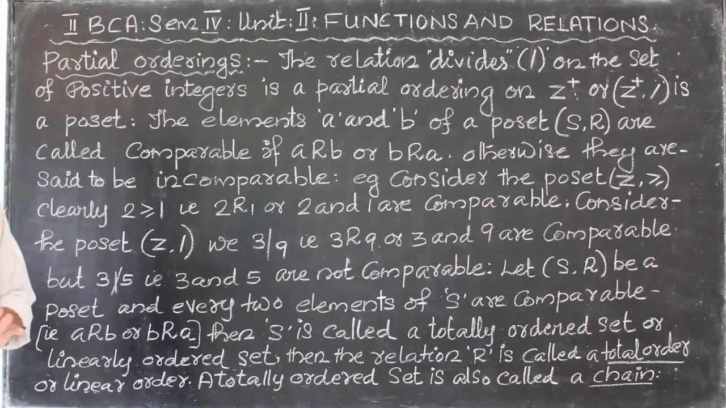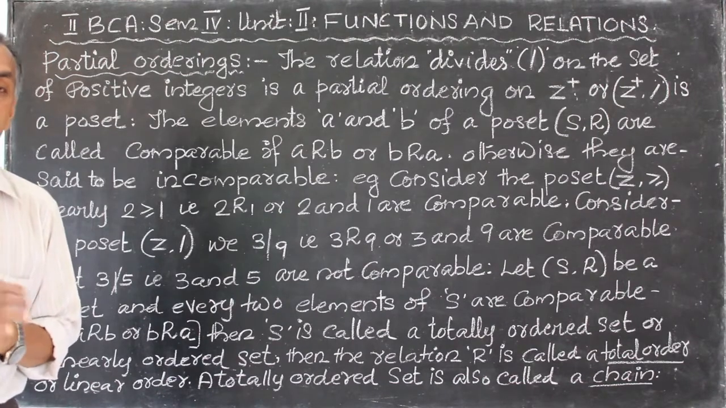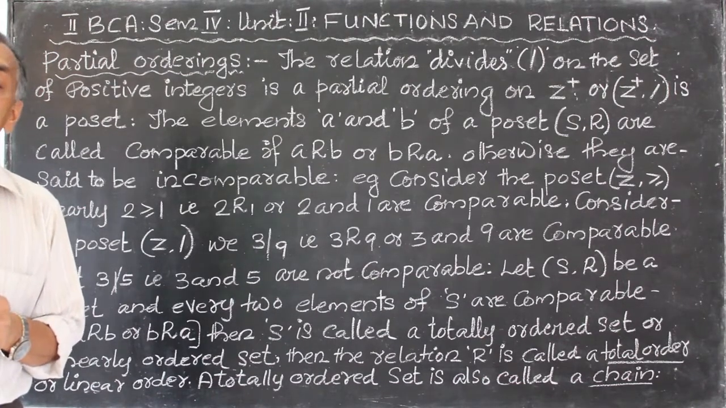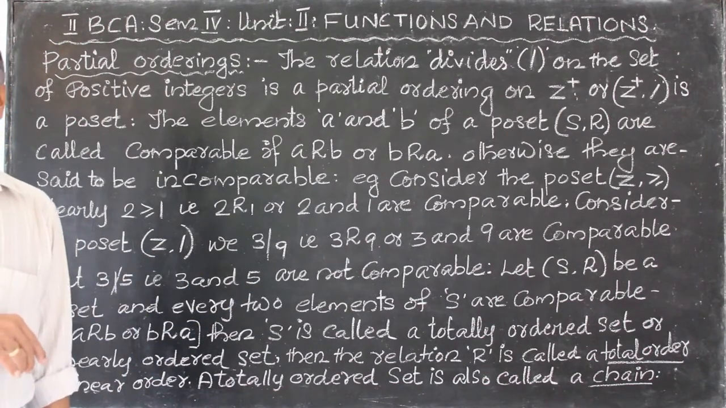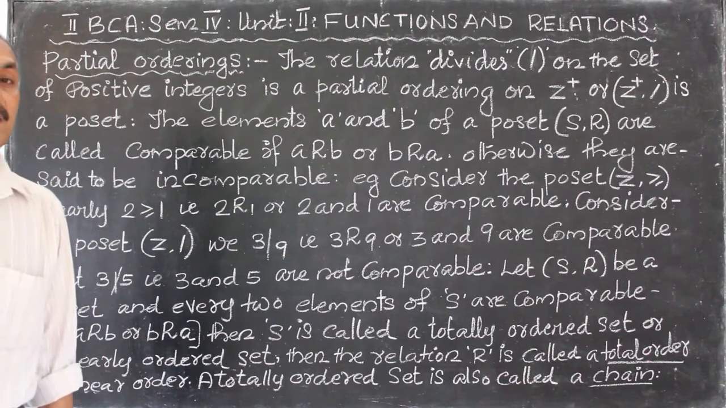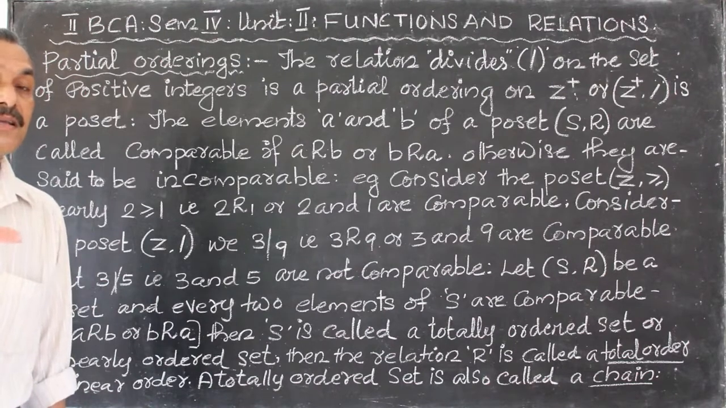That is, a poset with a partial order relation is totally ordered when for any two elements, A is related to B or B is related to A. Then the set is said to be a totally ordered set, or the relation is called a totally ordered relation. If the poset is totally ordered, it is also called a chain. What do we mean by a chain? A chain means a poset where any two elements of that poset are comparable.